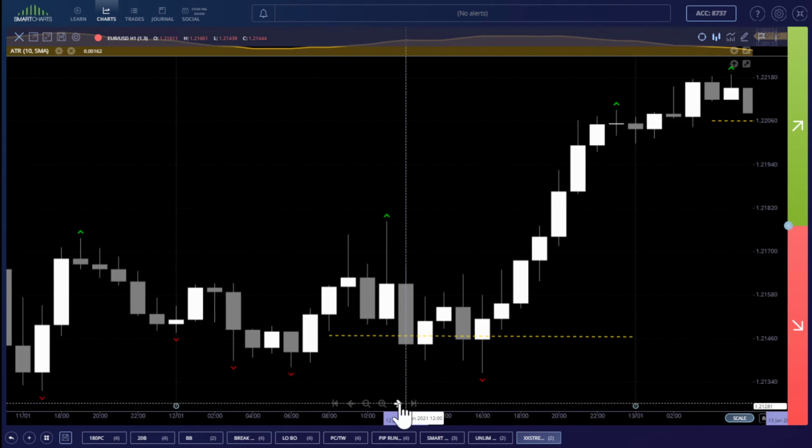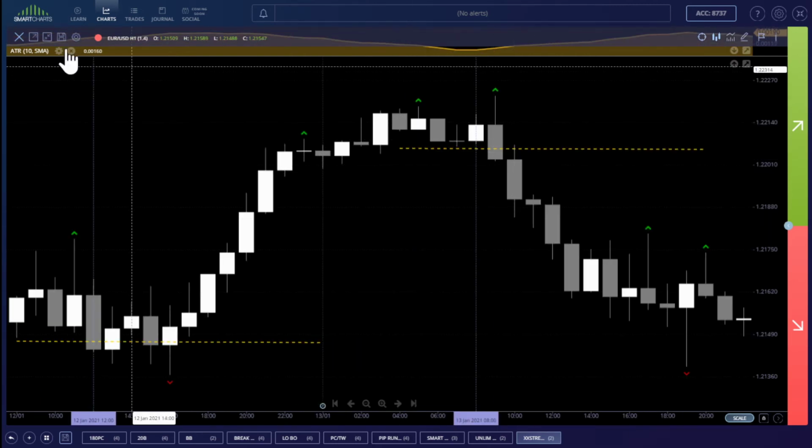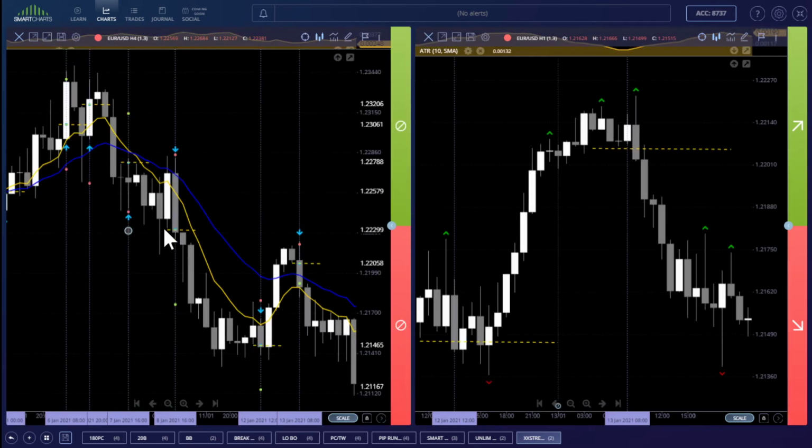Let's move forward. Okay. Next one, 13 Jan, so that's this one here, okay? So nice entry. On this one, if you did trail your stop, then you could get more than a 1-to-1 either way.